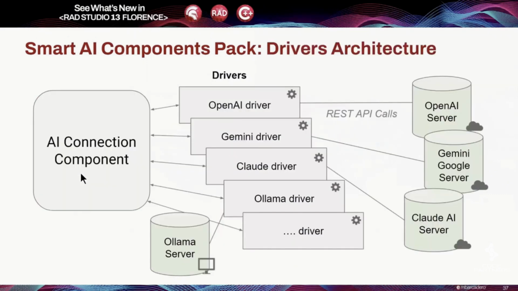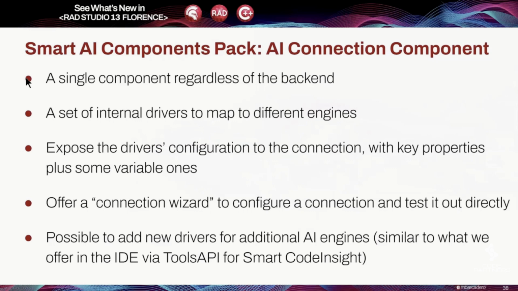If you want to have a look graphically at how the architecture works, as I was mentioning, a single AI connection component with drivers that connect via REST APIs with some of the most important AI vendors out there. A single component, regardless of the backend, a set of drivers to map to the engine. Of course, one of the goals is to make this an open architecture, as I mentioned, so new drivers can be added by us in the future or by any third party.